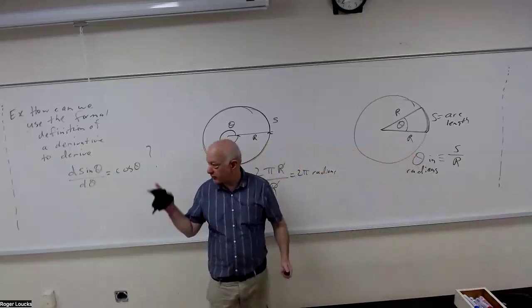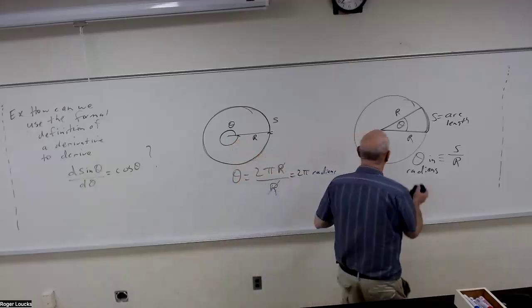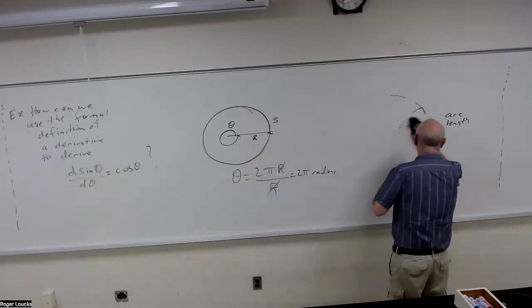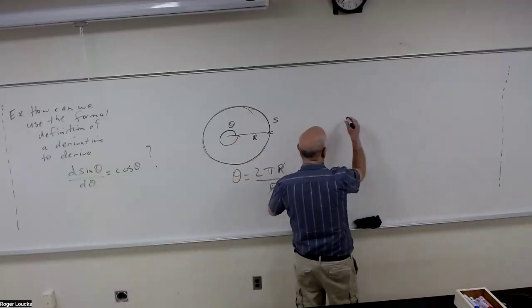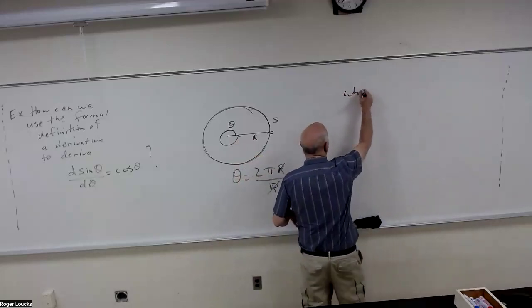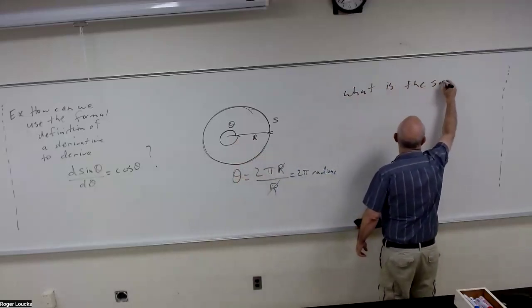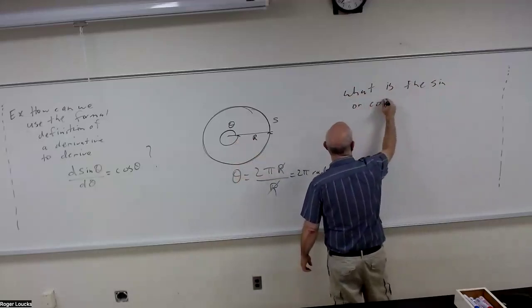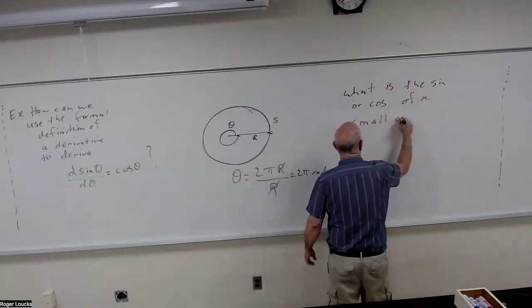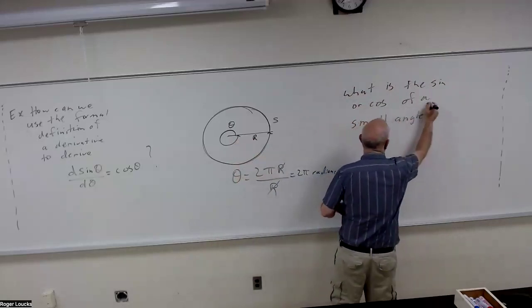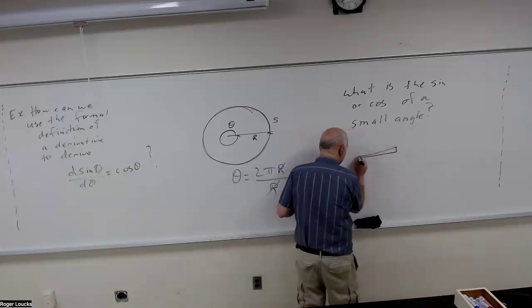Now, how's this connected with this idea here? It turns out it's not. No, here's how it's connected. Let's say I have something like this. Let's say the following. What is the sine or cosine of a small angle? So here's going to be my tiny little triangle like this.